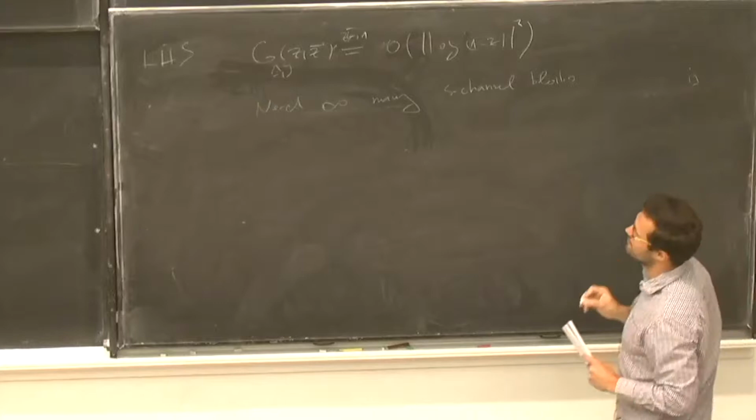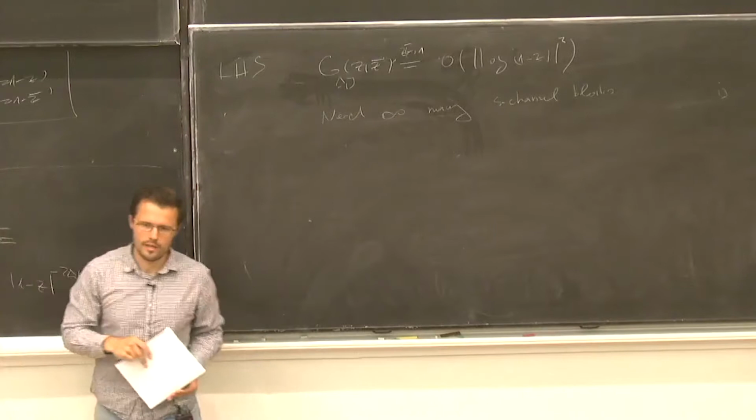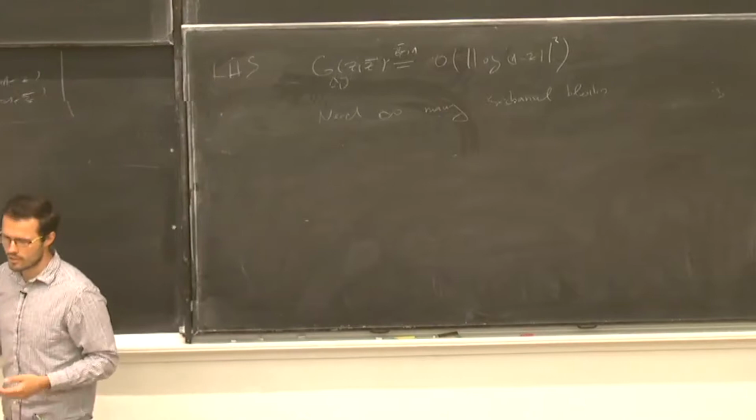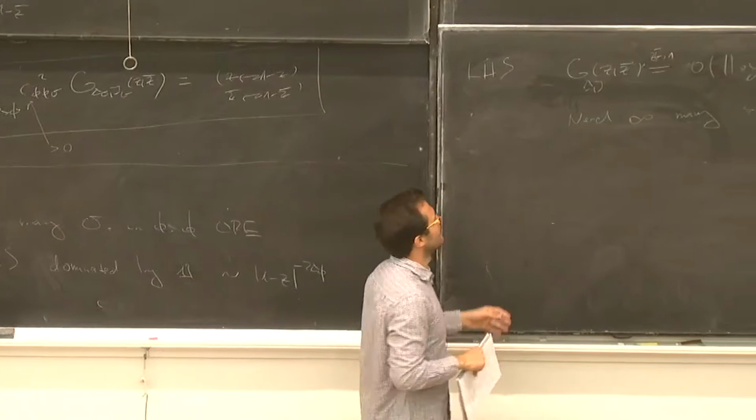I think the first Davis lecture is going to explain a far-reaching refinement of this claim, which is the existence of double twist operators. Is that right? Yeah. So that's going to be a far-reaching refinement of this little theorem.